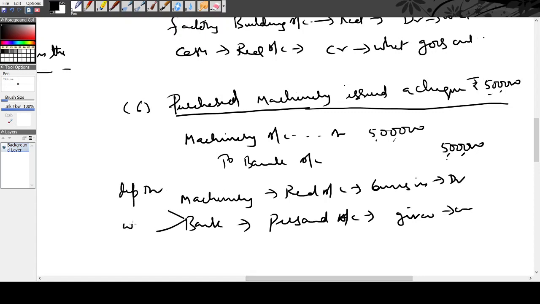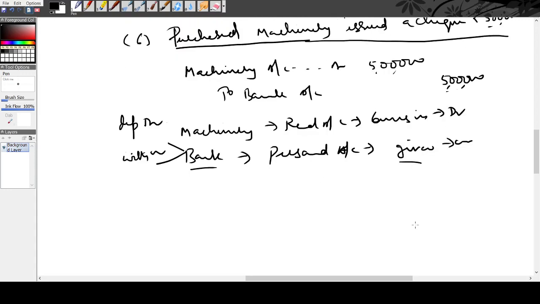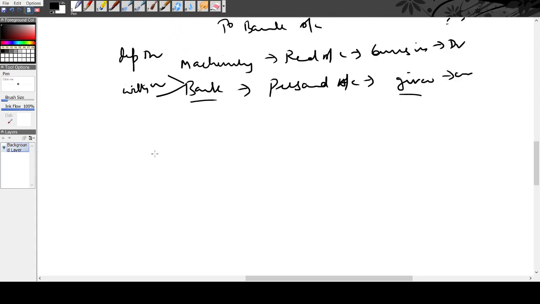If you remember, when we deposited money, we have debited bank. When we withdraw money, we have to credit bank. So when we deposit money in the bank, bank becomes receiver. When the bank pays money on our behalf, when we withdraw money from the bank, the account has to be credited. Okay. Let us see the next transaction.